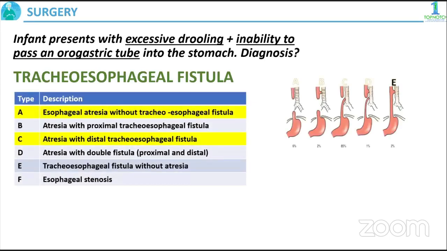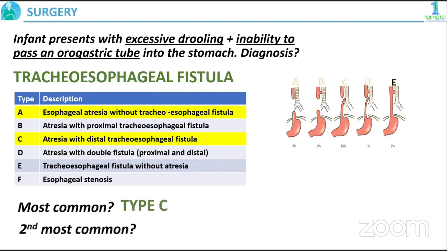So we have actually 6 types. You have your A, B, C, D, E, F. However, the more important ones are your A and your C. The most common type of TEF is your type C. Your type C is atresia with distal tracheoesophageal fistula, right? The second most common is your type A. Esophageal atresia without tracheoesophageal fistula.